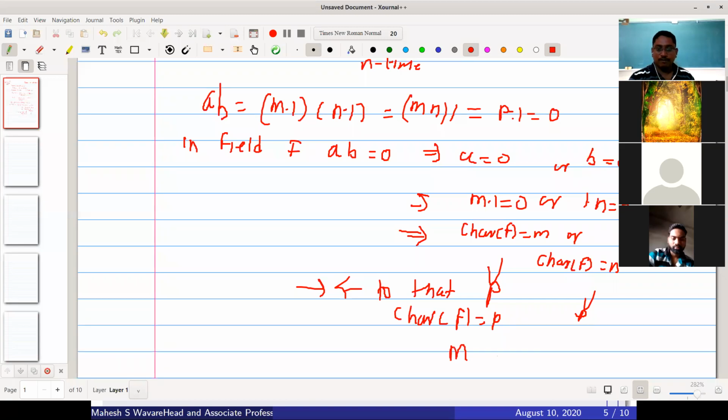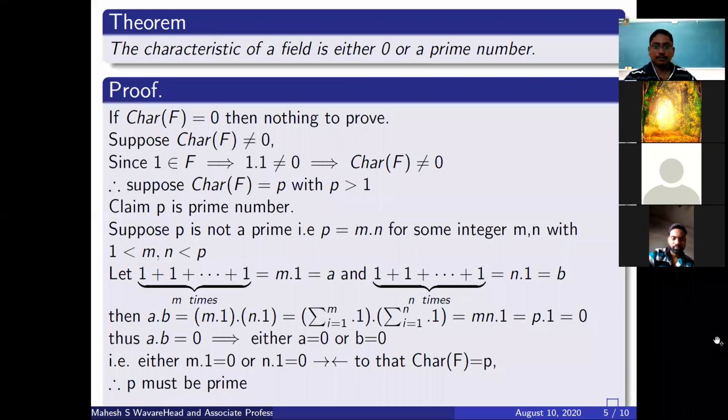So p must be prime. You are saying that the characteristic p must be prime. You are not using m notation here. So see here, I explained the same thing. P is a prime number, and suppose this is our target. Suppose P is not prime, then P is a composite number. You are assuming that 1 is added m times and 1 is added n times. Call them A and B, and show that the product AB becomes 0.